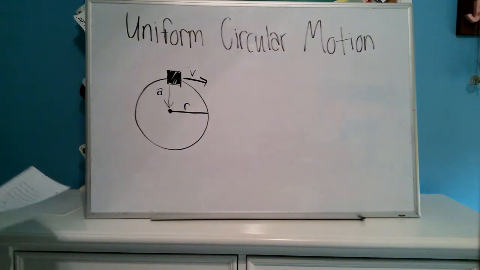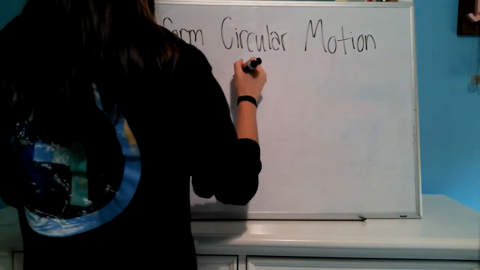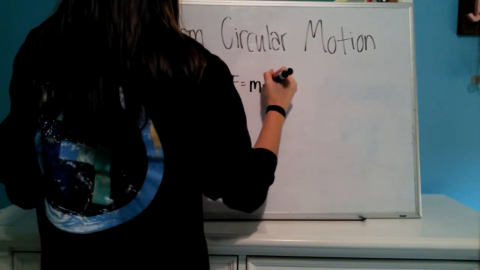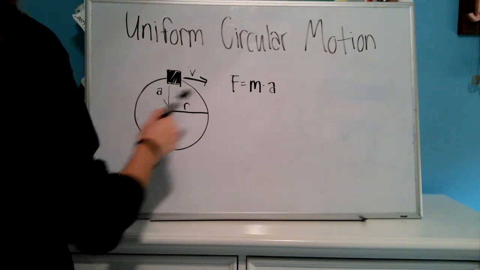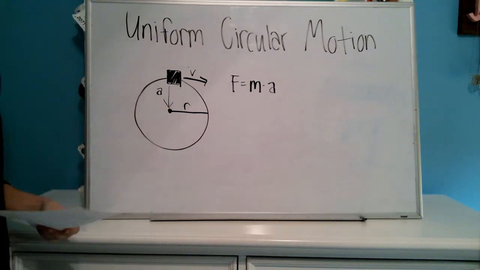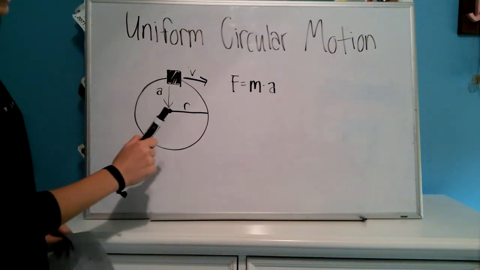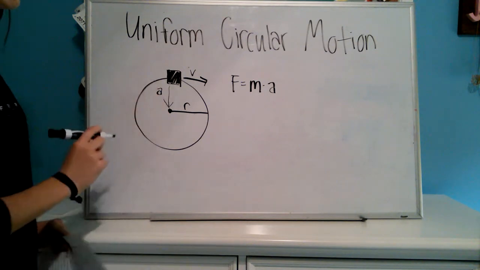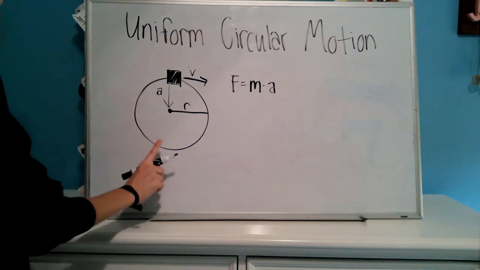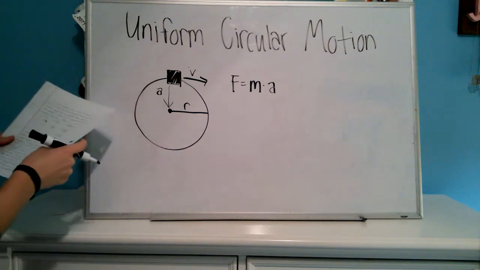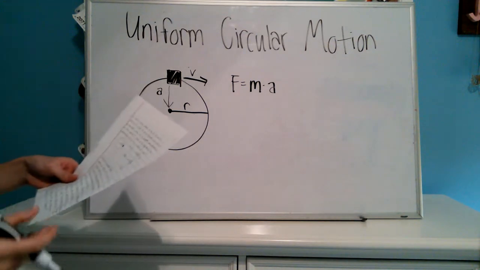Okay, so we know the equation for force is equal to mass times acceleration, correct? Well, since the acceleration is pointing towards the center of the circle, that means that the net force on an object in uniform circular motion is directed towards the center of the circle. So its net force is always going to be pointing towards the center of the circle. And this force is also called centripetal force.